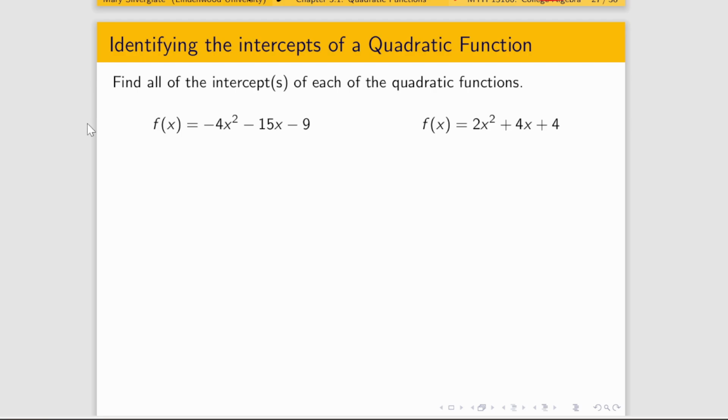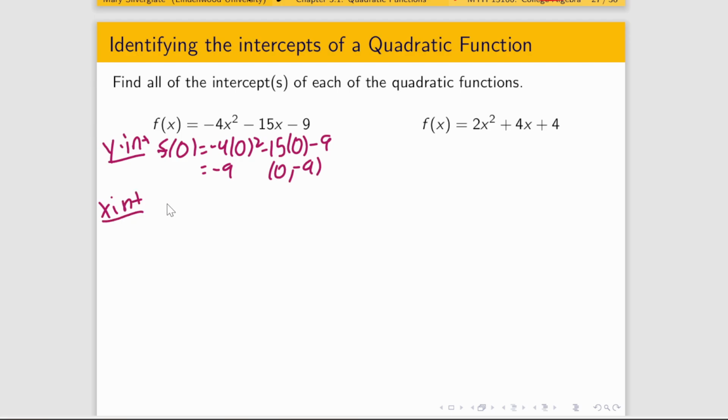For this first one, let's again find the y-intercept first. So if I plug in 0 for x, that would be -4 times 0 squared minus 15 times 0 minus 9. That just leaves me with -9. So I have myself a y-intercept at (0, -9).